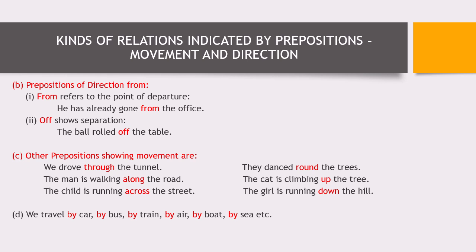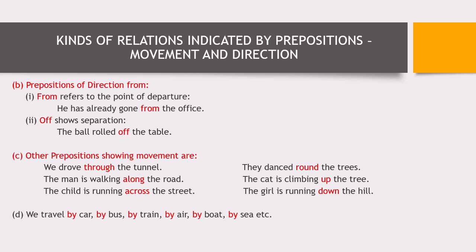Kinds of relations indicated by prepositions: movement and direction. B. Prepositions of direction from. 1. From refers to the point of departure. For example, he has already gone from the office. 2. Off shows separation. For example, the ball rolled off the table.